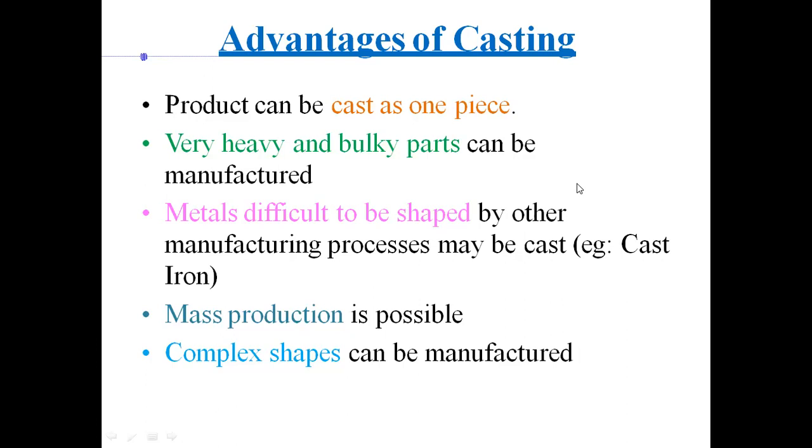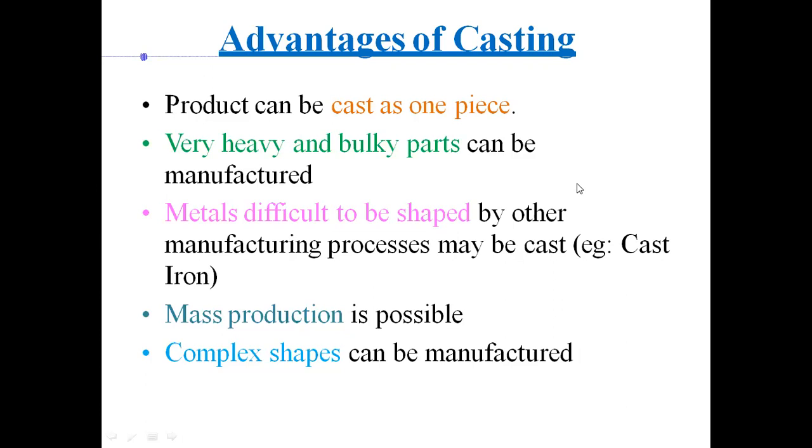Mass production is possible, not with this sand molding kind of casting, but there are many others, as I said. You have investment casting, which we'll see in the last part of this unit. You have shell mold casting, and even die casting. That is where mass production is quite possible. So mass production is also possible with this kind of casting method.